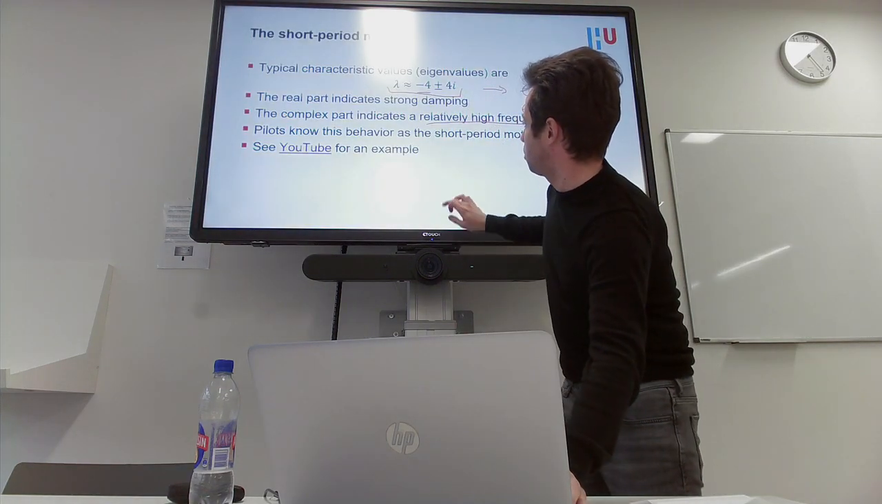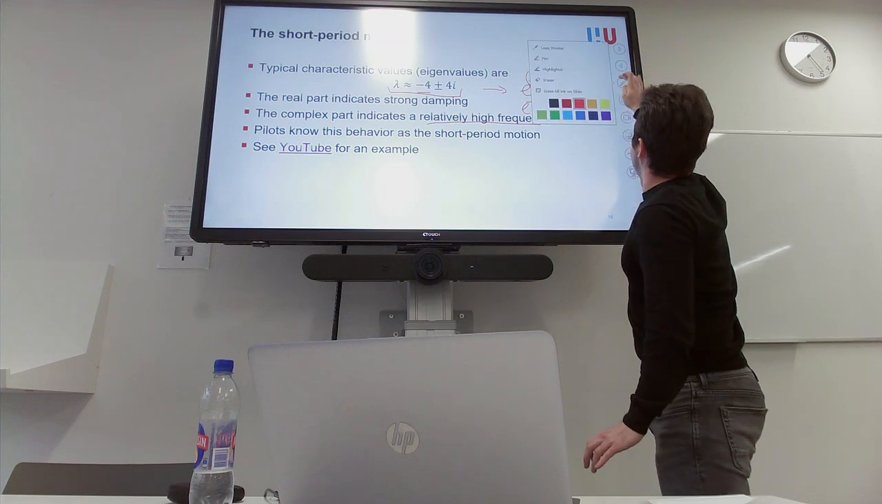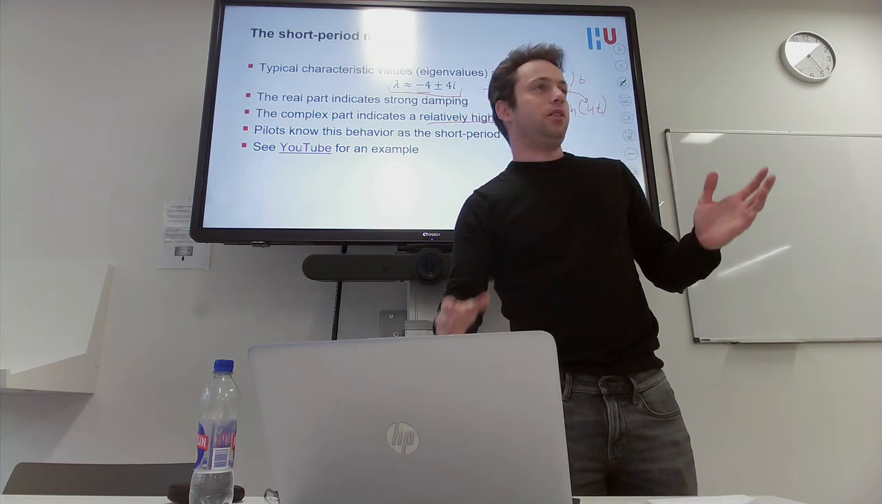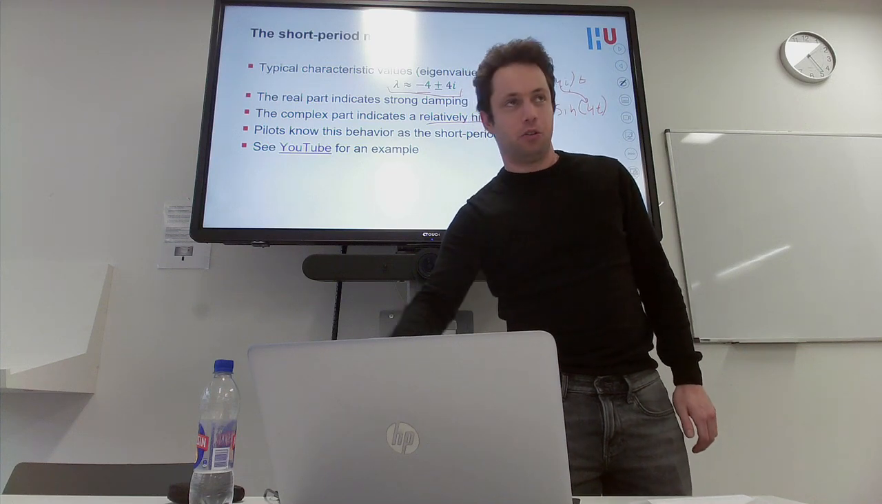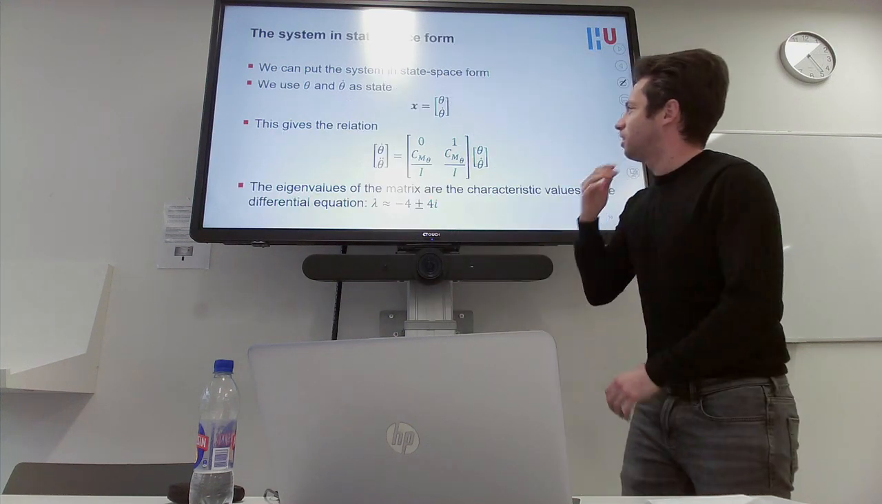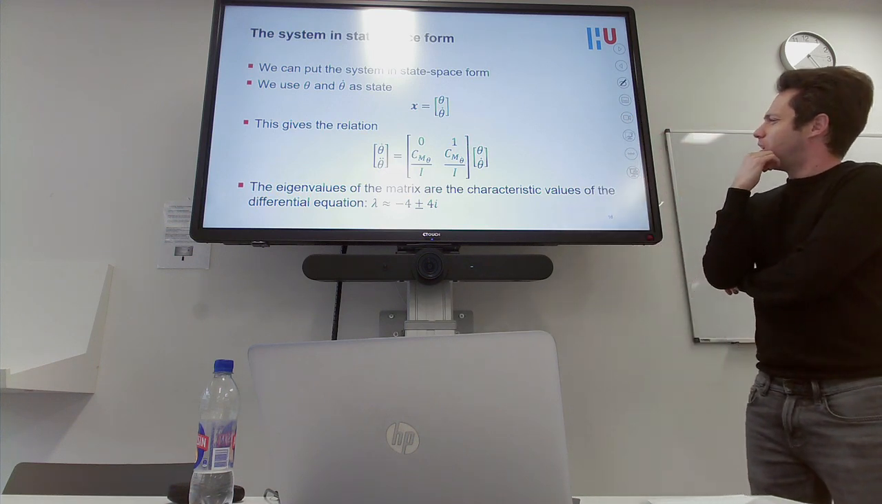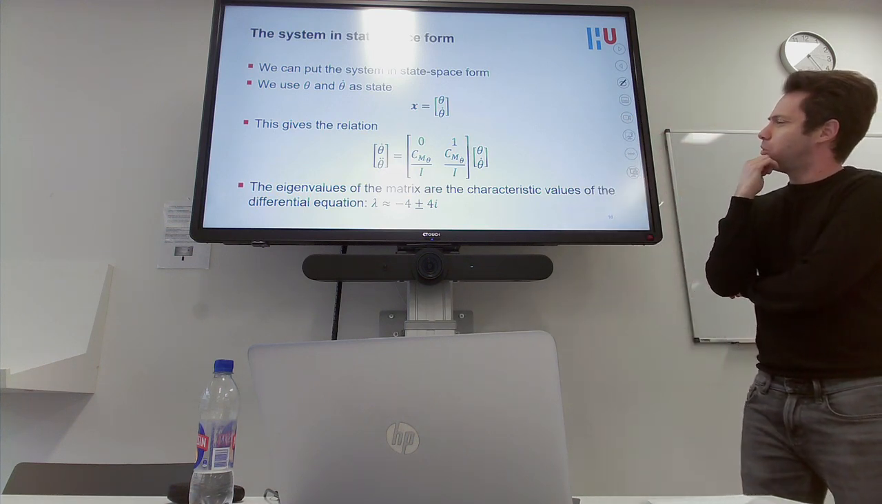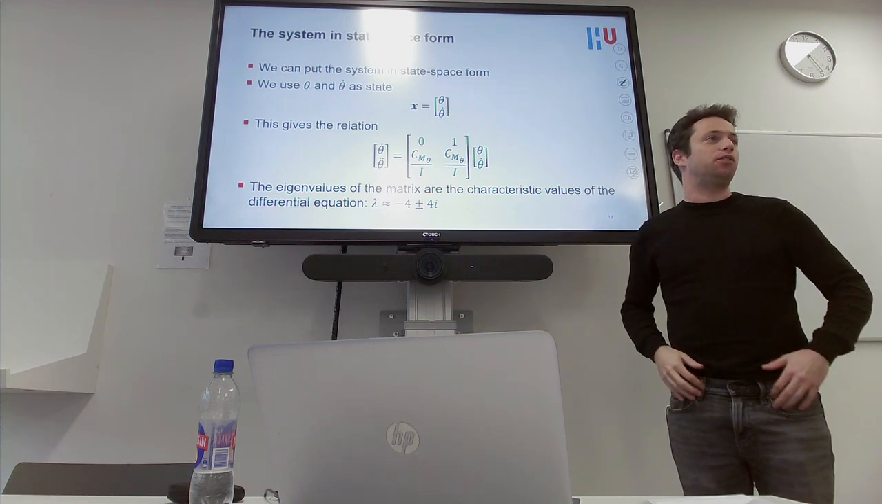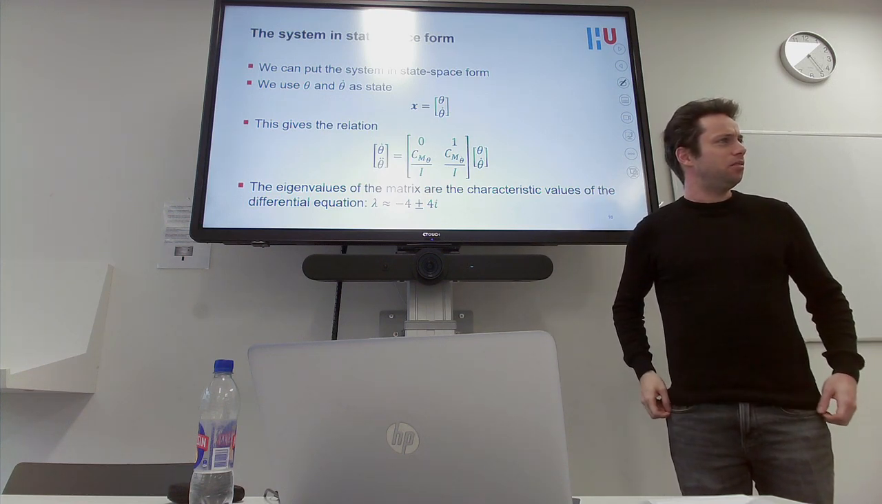So now let's go back to the slide, because there is more to an airplane. We also saw other types of motion. We also saw it going up and down, and there's more to that. So how do we get there, and can we do other stuff with it too? Well, one thing that we can do is put our whole differential equation in state-space form. Have you had that already, matrices, state-space?